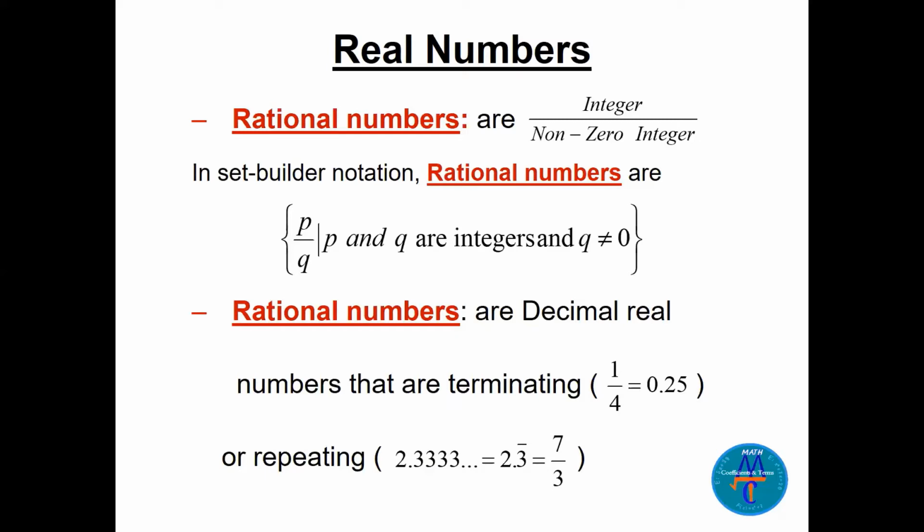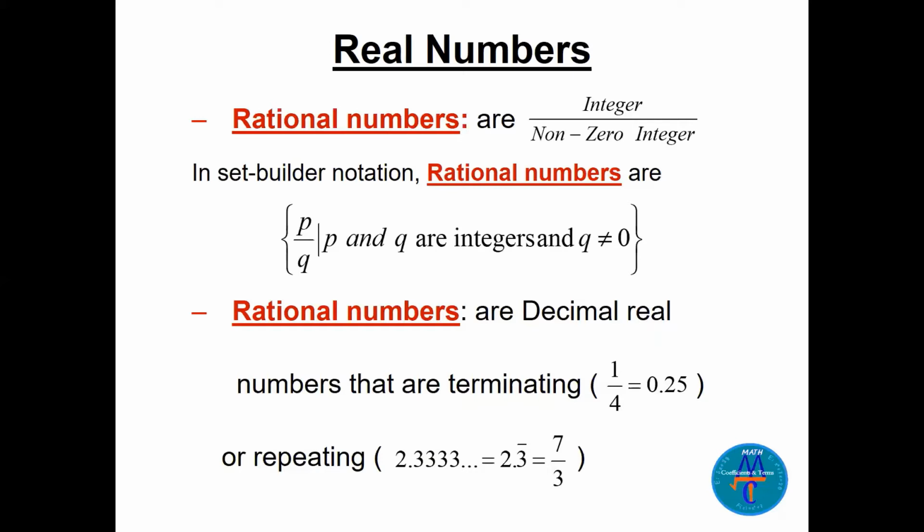Another way we can see rational numbers is as decimal real numbers. We can have decimal real numbers like 0.25. This number is terminating. That means finishing. There are no other decimals after 5. 0.25, which is 1 over 4. So every terminating decimal is rational, which we can write as a fraction.